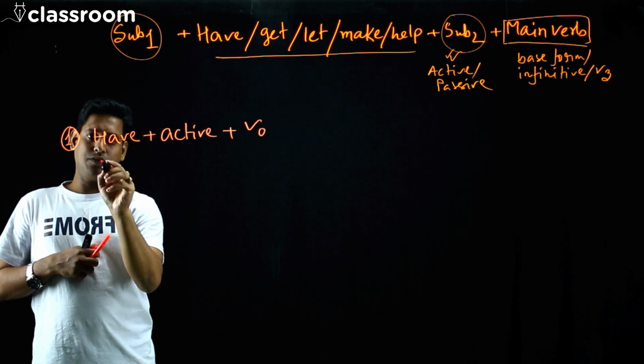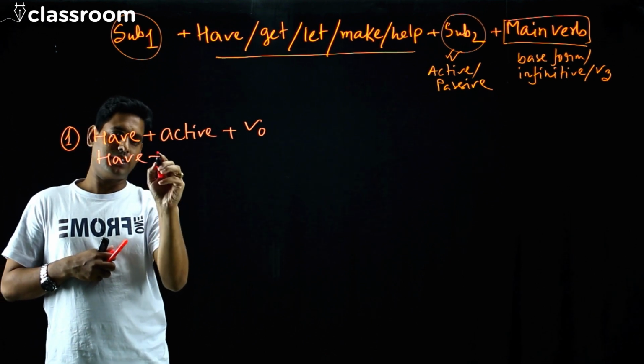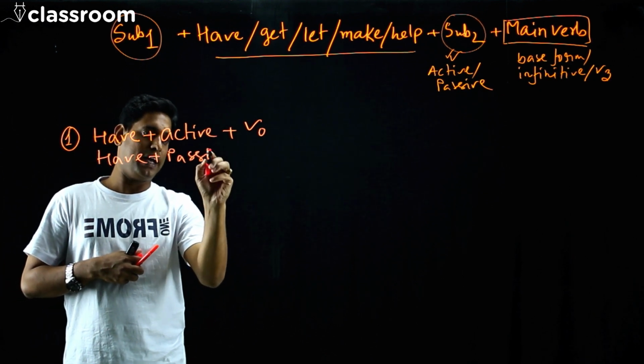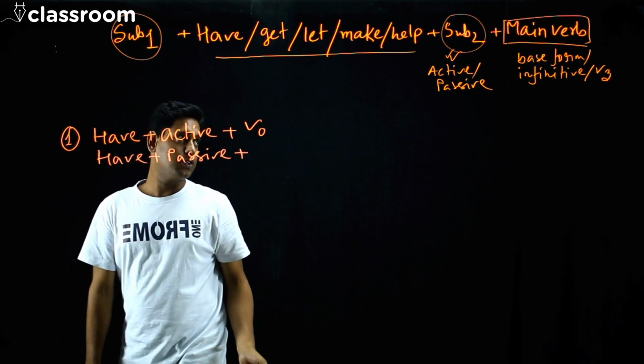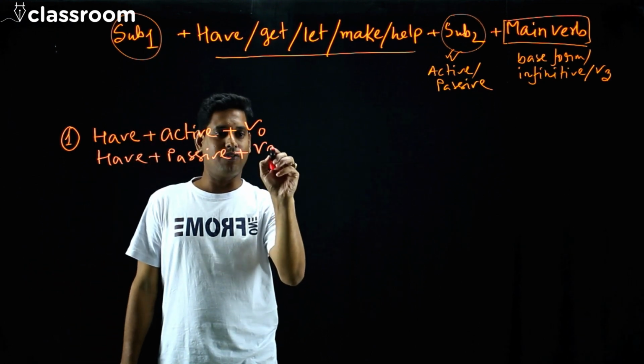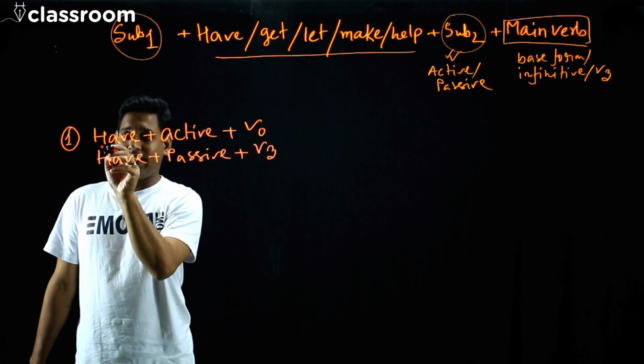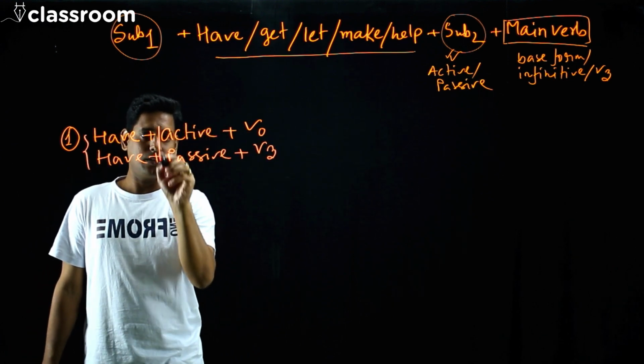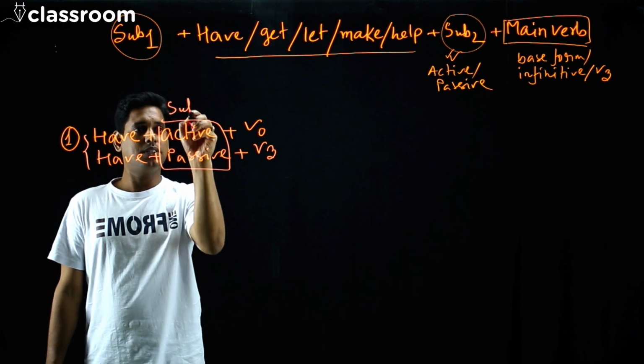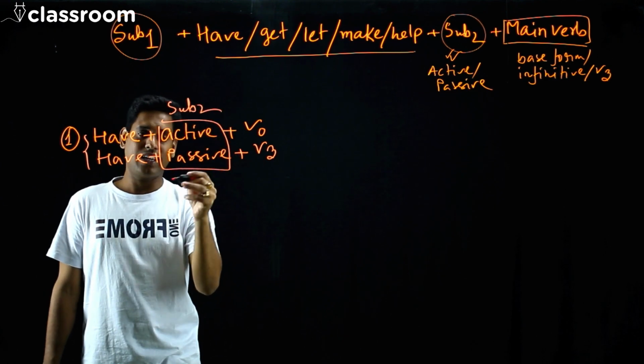Or it can be in passive tone. I'm going to write down this: have, subject 2, can be a passive tone. Then you need to bring the past participle form of the verb. So again I repeat, in case of have, this is the subject 2 part. The subject 2 can be in active tone or it can be passive tone.